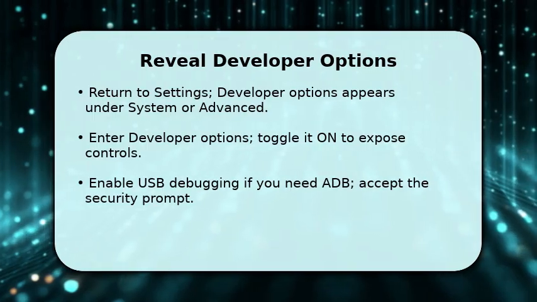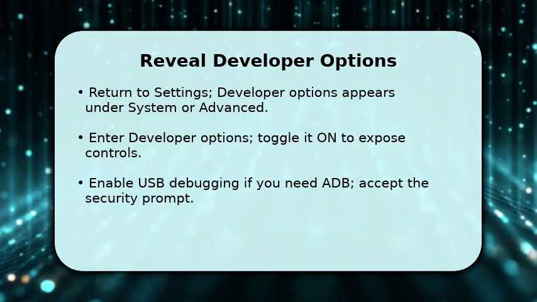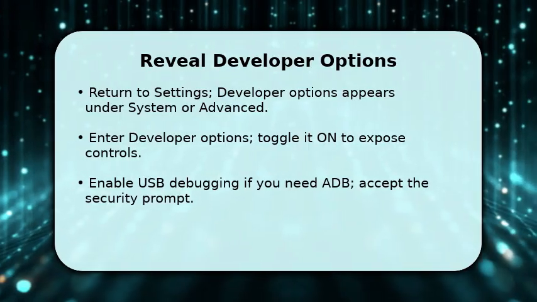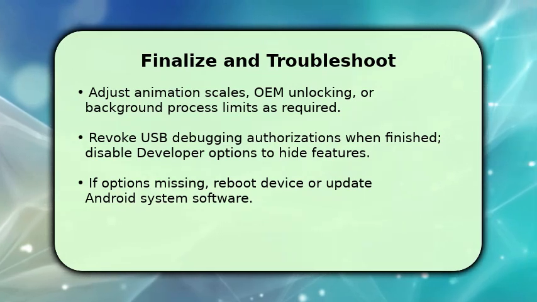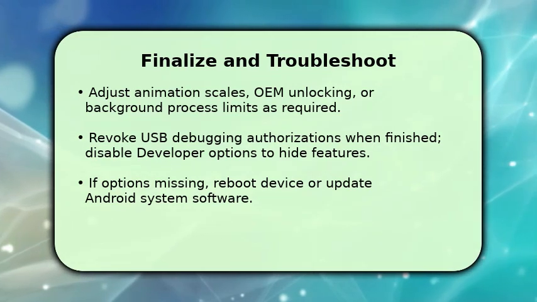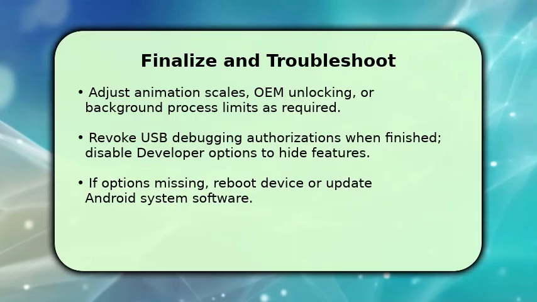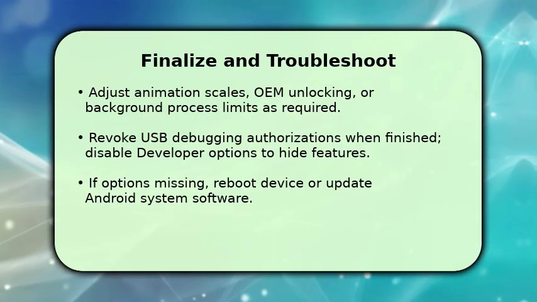Make sure to allow debugging only for trusted computers. This protects your device. Finish by adjusting specific developer toggles you need. Animation scales for testing speed, OEM unlocking if flashing firmware, or background process limits for performance profiling.